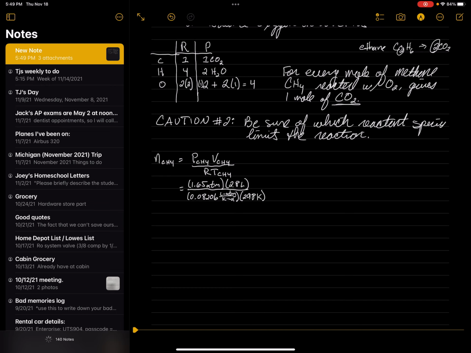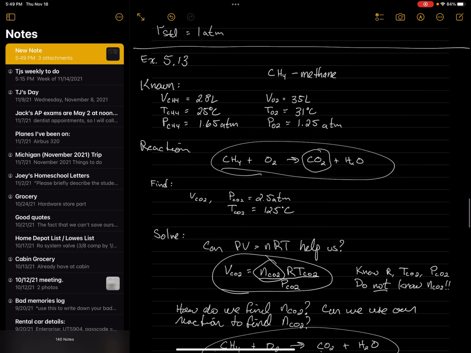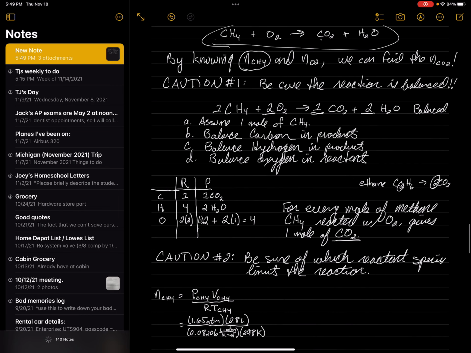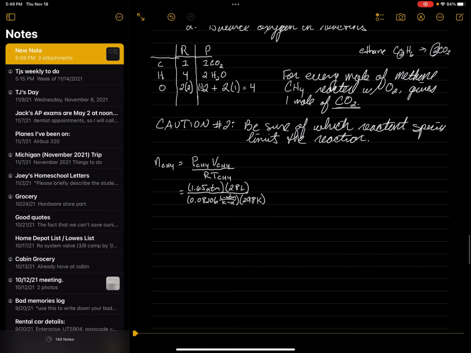And as a reminder, this pressure, volume, and temperature was given to us in the problem statement. That was known information. Okay, so I plug this into the calculator and I get that the number of moles of methane is equal to 0.189 mole.